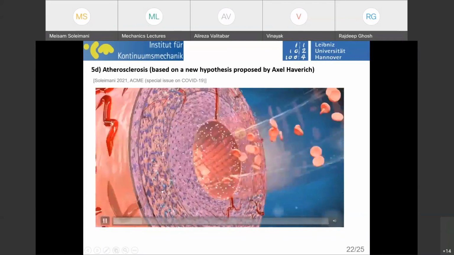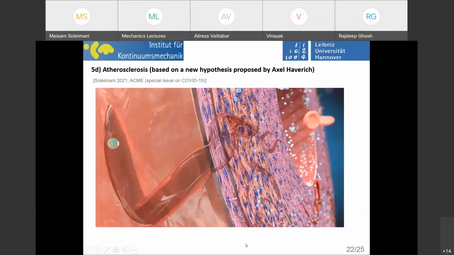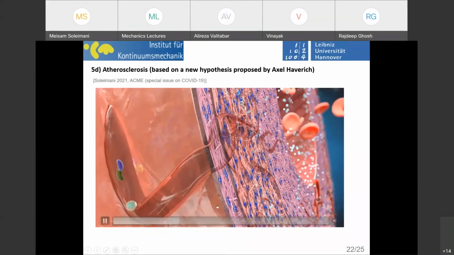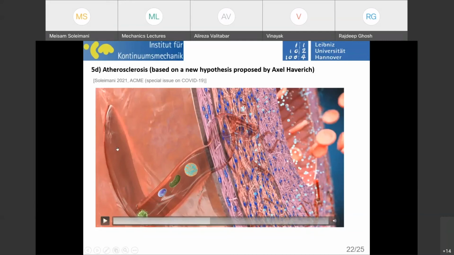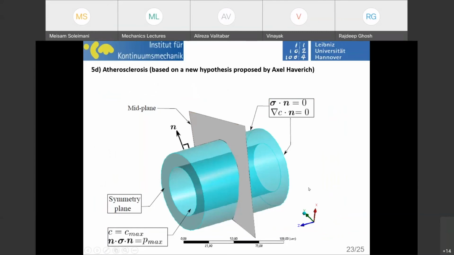this inflammation starts to develop. You see, these are the fine particles, the bacteria. It's not a simulation, keep in mind. It's only an animation, just to make you aware of the problem.